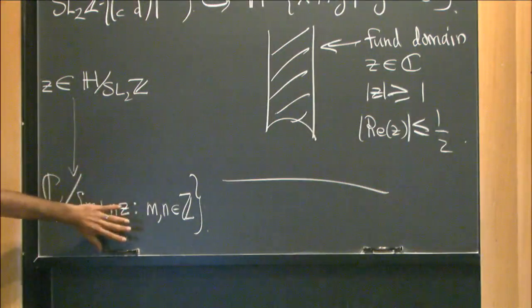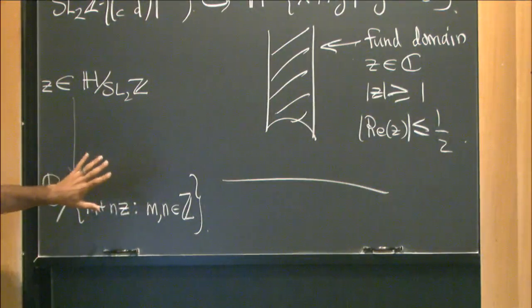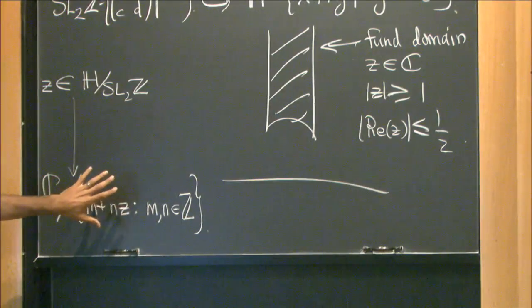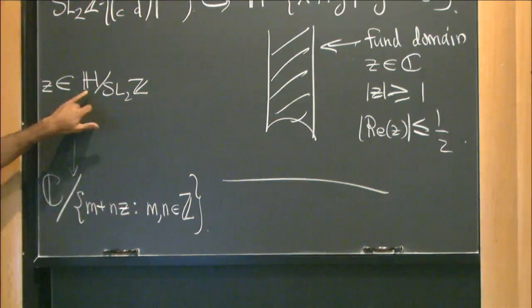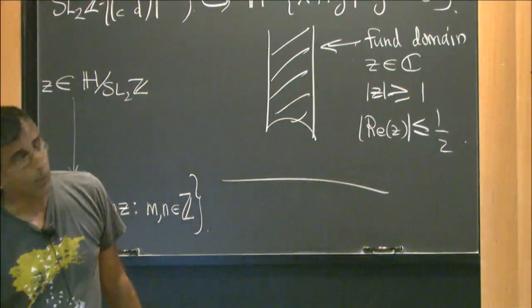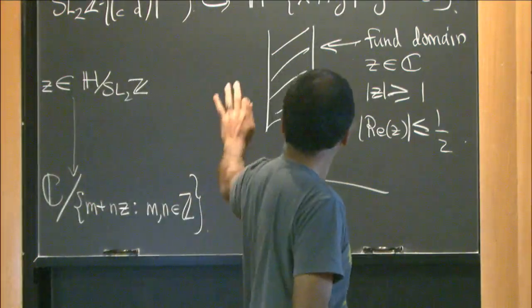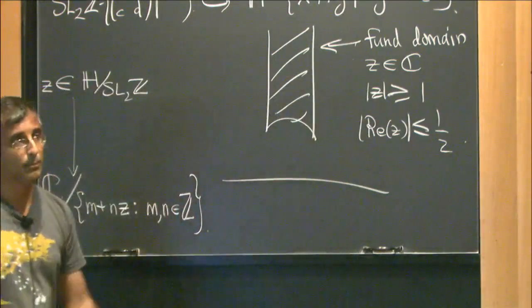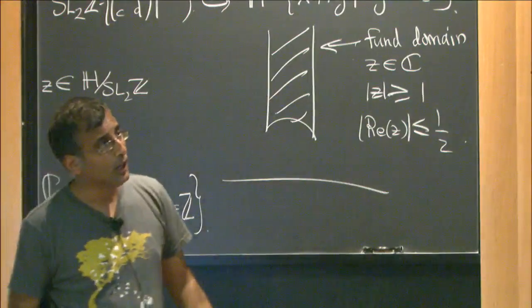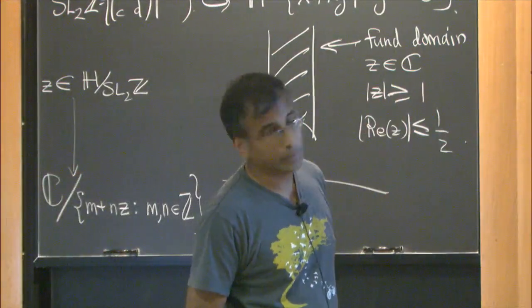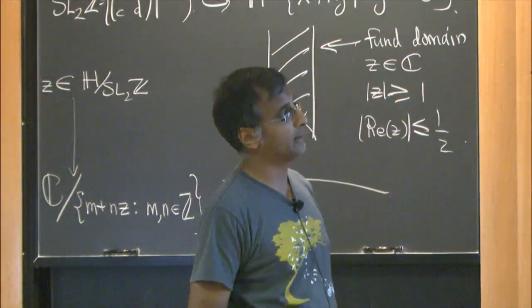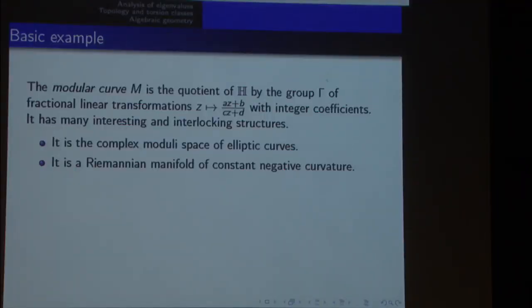And two of them are equivalent as Riemann surfaces exactly when the corresponding points are in the same orbit of SL2Z. So this thing is a moduli space. And in that way, it's related to algebraic geometry, but that's something we'll talk about only at the end of the talk. You can forget about the complex structure and just think about its Riemannian structure.